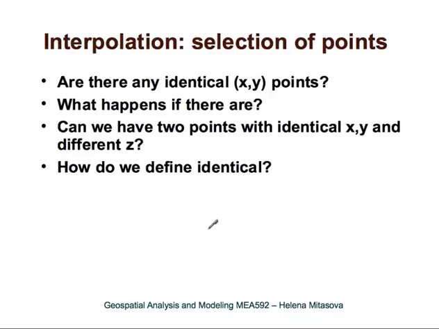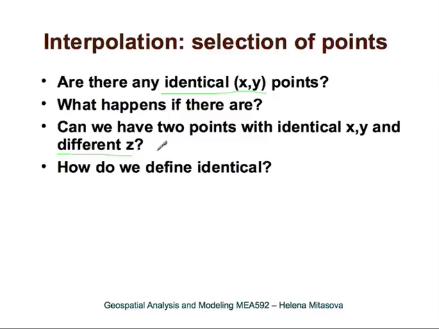So obviously the selection of points is quite important. One important issue is whether we have any identical points in our data set. Because if we have identical points, the distance between them will be zero, and then we have a problem with interpolation, especially if we have different z, because then we can't use a bivariate function.